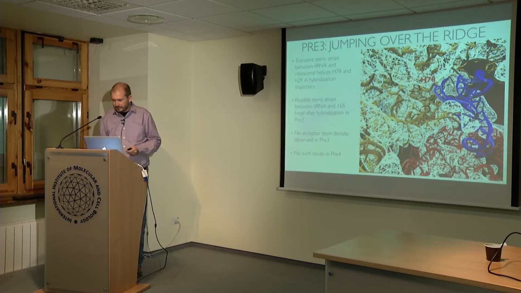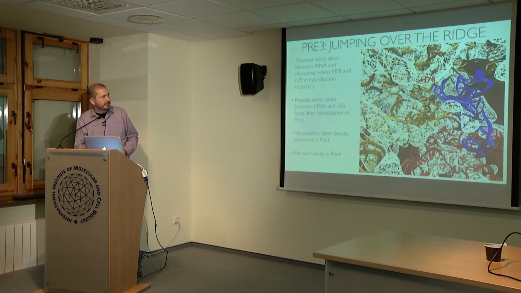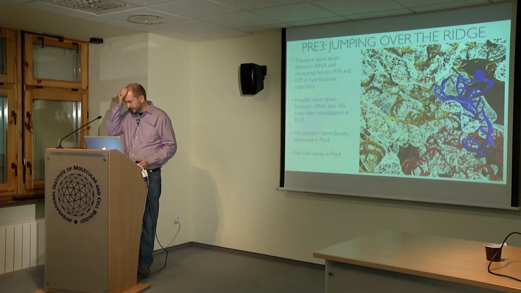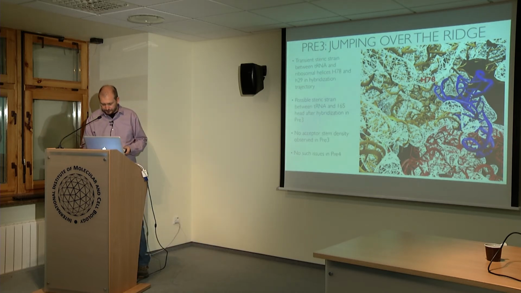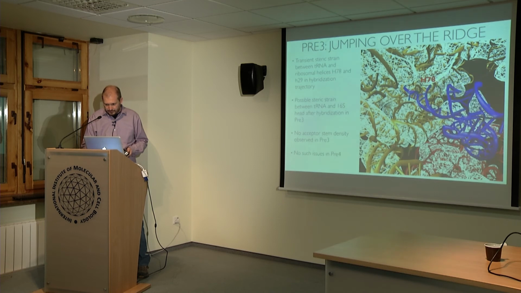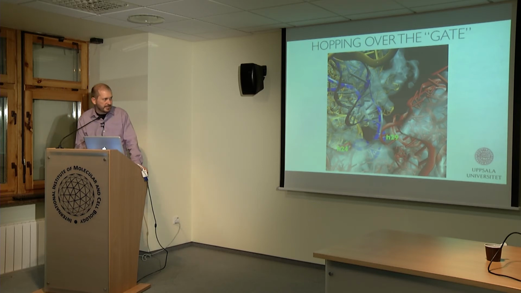First, we illustrated this sort of ridge, helix 78, between the P and E sites, which looks to be very important in terms of determining when tRNA can go from the P to the E site. And more interestingly, we also found a possible mechanism for jumping over this gate.